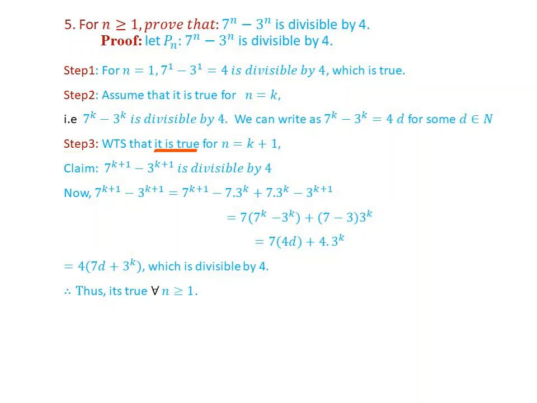Therefore our claim becomes: 7 to the power of k plus 1 minus 3 to the power of k plus 1 is divisible by 4. Now, 7 to the power of k plus 1 minus 3 to the power of k plus 1 equals, since adding 0 changes nothing, 7 to the power of k plus 1 minus 7 times 3 to the power of k plus 7 times 3 to the power of k minus 3 to the power of k plus 1. The middle part is 0, so there is no problem in adding it.